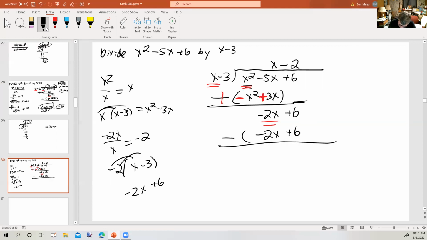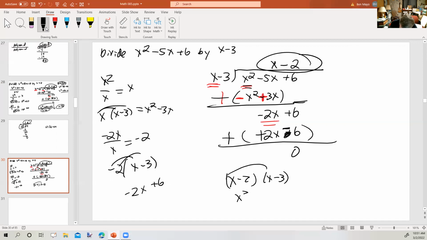Draw a line, subtract that quantity from what's up above, change it to addition of the opposite. Negative 2x plus 2x is 0. 6 plus negative 6 is 0. So once again, no remainder in this case. The answer is x minus 2. To check it, x minus 2 times x minus 3 is x squared minus 3x minus 2x plus 6, x squared minus 5x plus 6, and it checks. So far, so good? Yes. Okay. Now, these first two examples had no remainder.